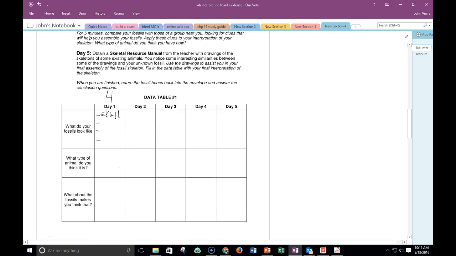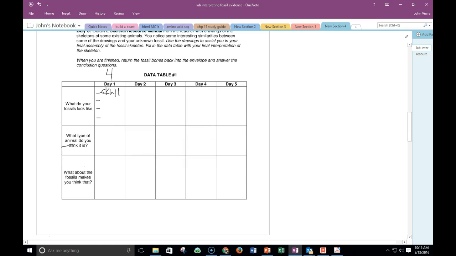So after you've arranged your 4 bones, take a guess as to what type of animal you think it is. Anything. There's no wrong answers, just your answers. And then based on what type your animal it is, this is the most important part. What about the fossils makes you come to that conclusion? What is the evidence, right, that you have in just those 4 fossils? And so write that down.